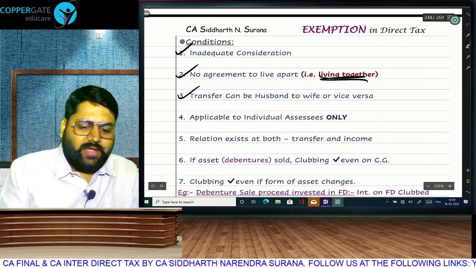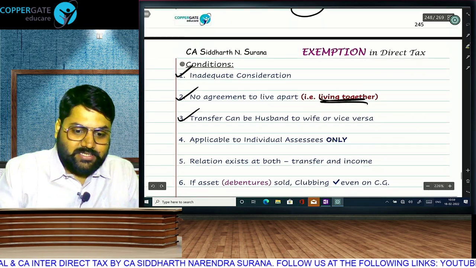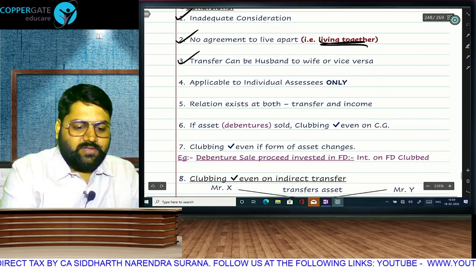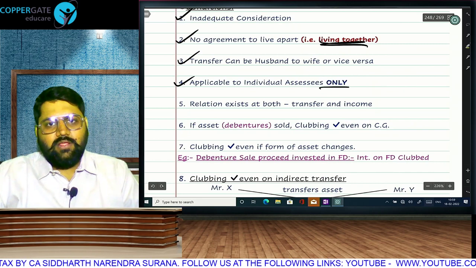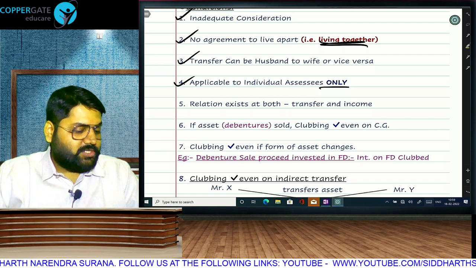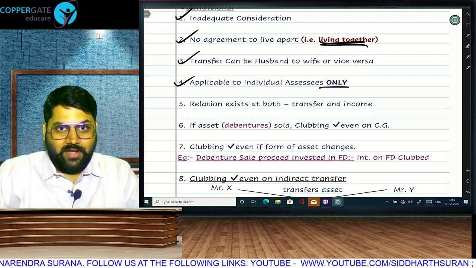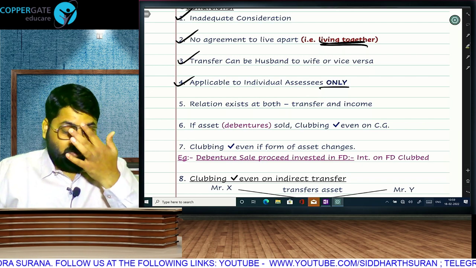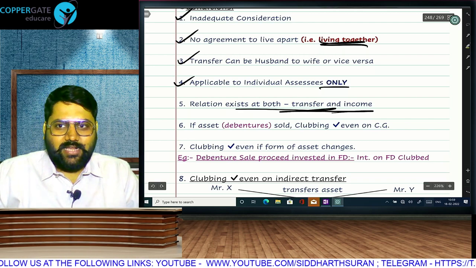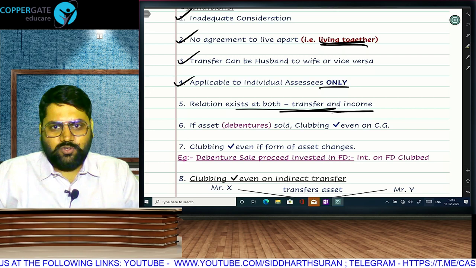Transfer can be husband to wife or wife to husband. The section says transfer to spouse, not wife. So it can be both ways. Obviously, only an individual can have a wife. Thank God, an individual can have a wife. Thank God, HUF or company or firm don't have a wife. That is why they can survive. The relation should exist at the time of transfer and at the time of income. On both occasions, there should be the relation.